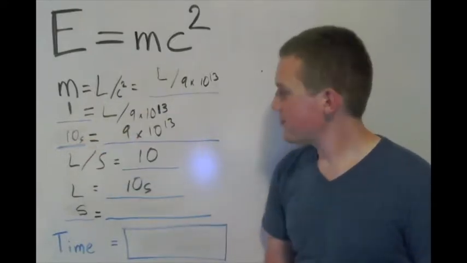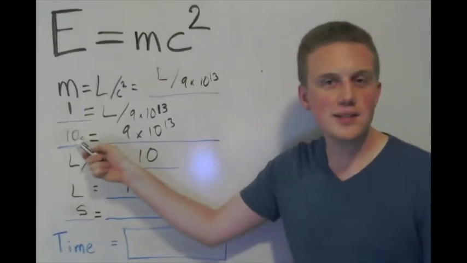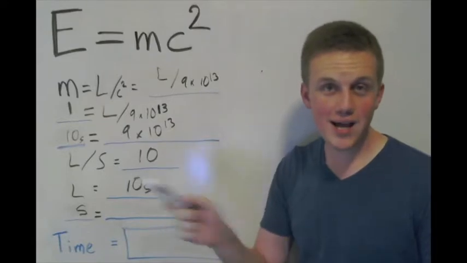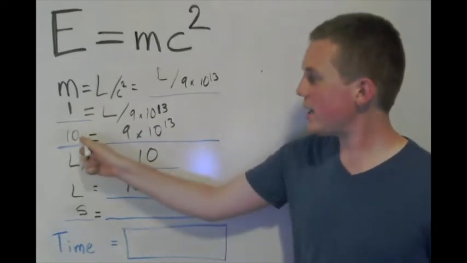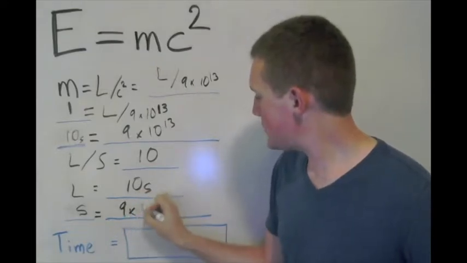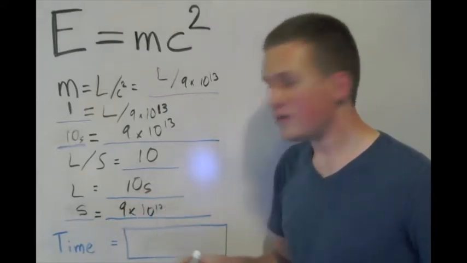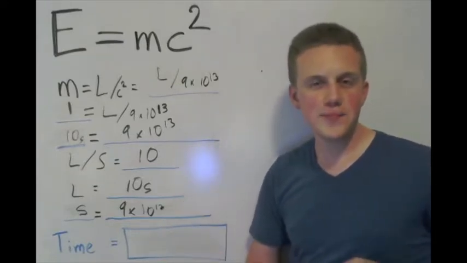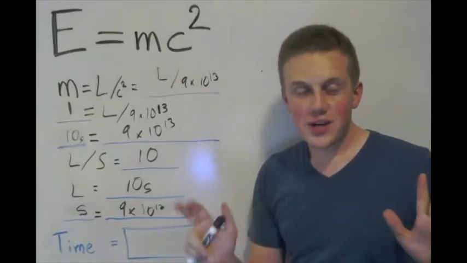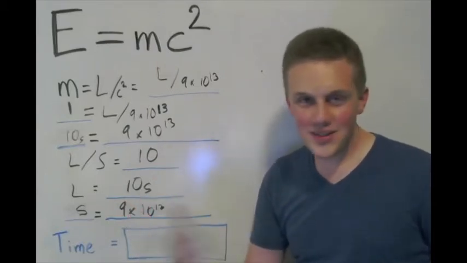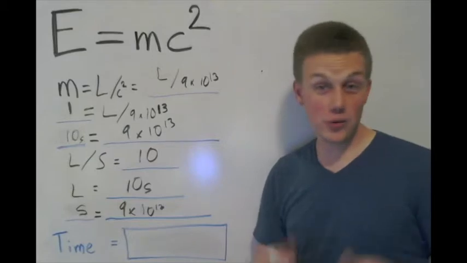So we're almost done. We need to solve for S, and the way to do that is to divide both sides of this equation by 10. And you get that S equals 9 times 10 to the power of 12. That's how many seconds it'll take. Then it's just a matter of figuring out how many months, days, years that will convert into.